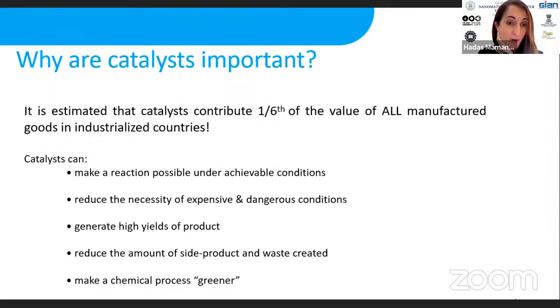Catalysts, as said before, can make reactions possible under achievable conditions. They can generate high yields of product. They can reduce the amount of side products and waste created. And they can make a chemical process greener, okay? So upon correct design, the process can actually be greener, and that is, of course, an advantage.